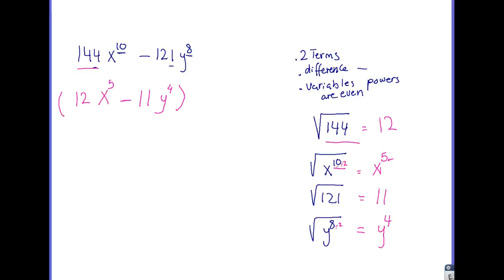Now your second parenthesis is the same except for the negative sign. This time it's going to be a plus. Copy everything you see here, except with a plus sign: 12x to the 5th plus 11y to the 4th. And that should be the difference in squares.